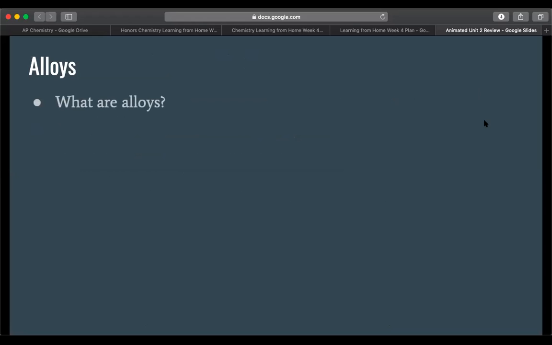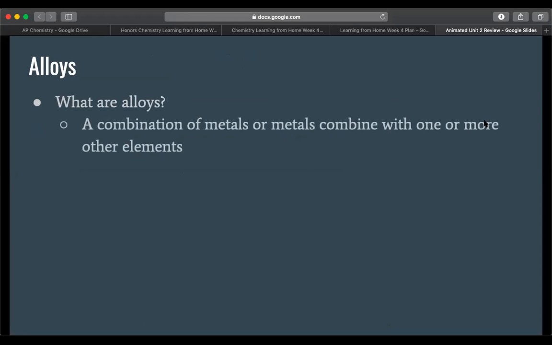It's this alloy part that AP has never seemed to ask about. Alloys are simply mixed metals.